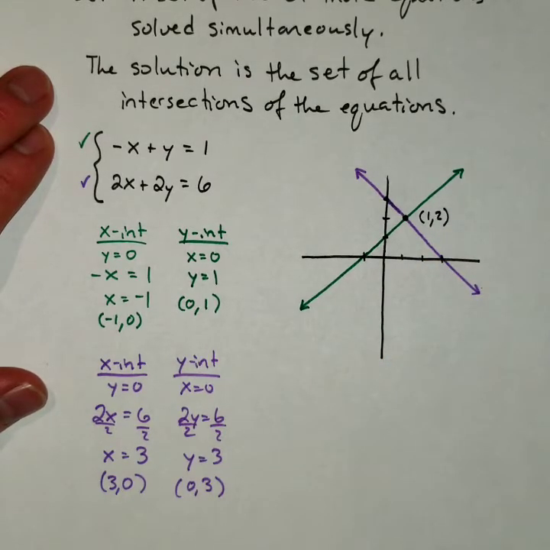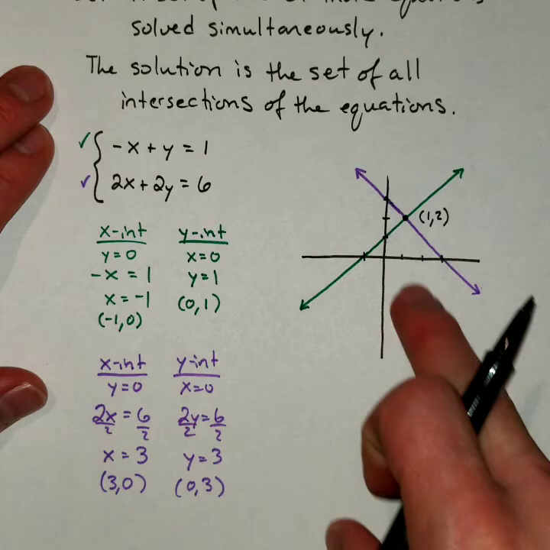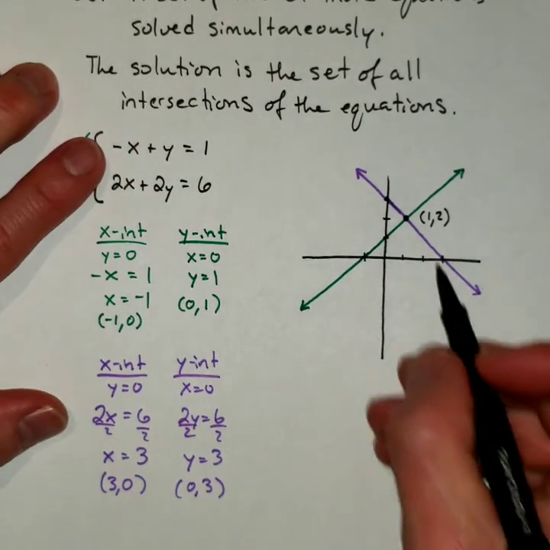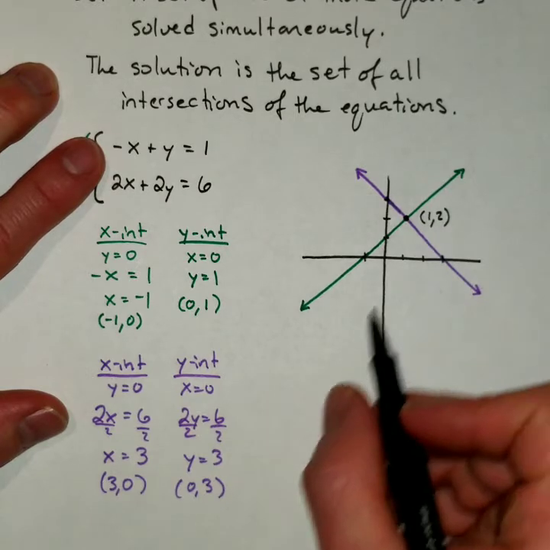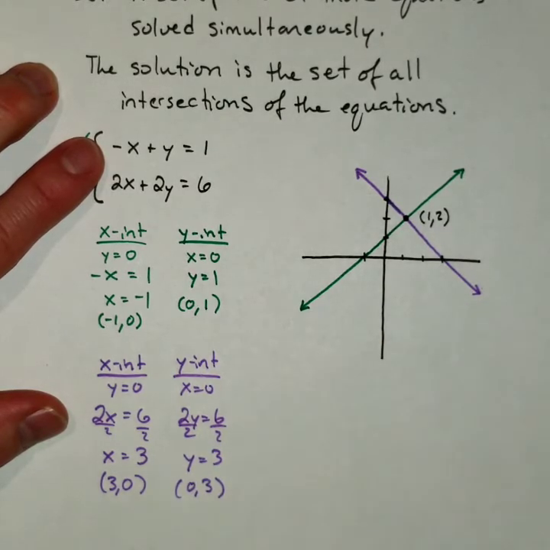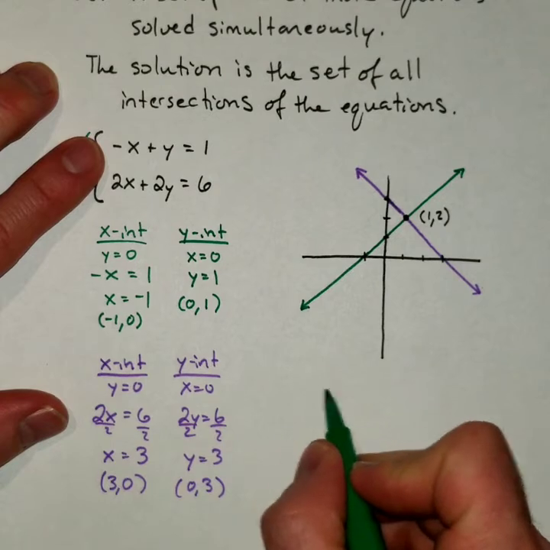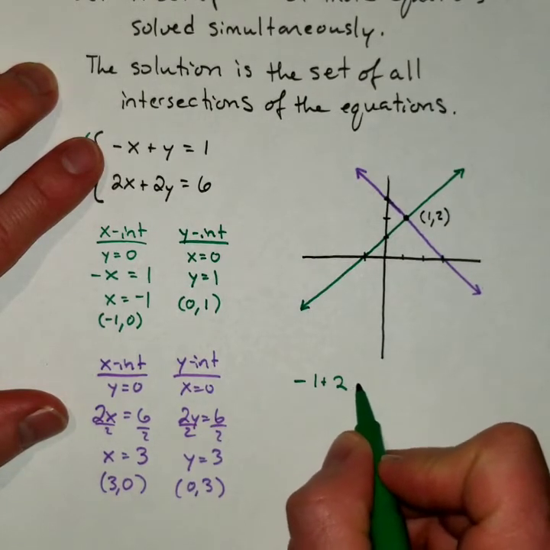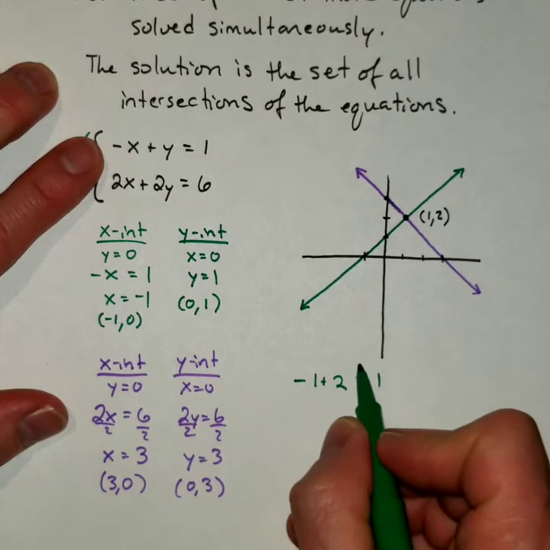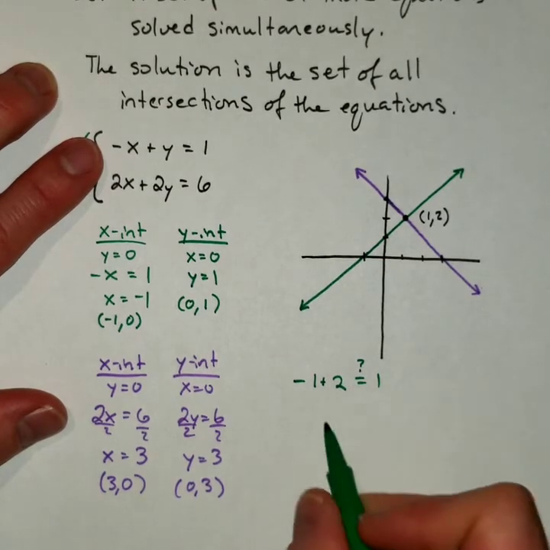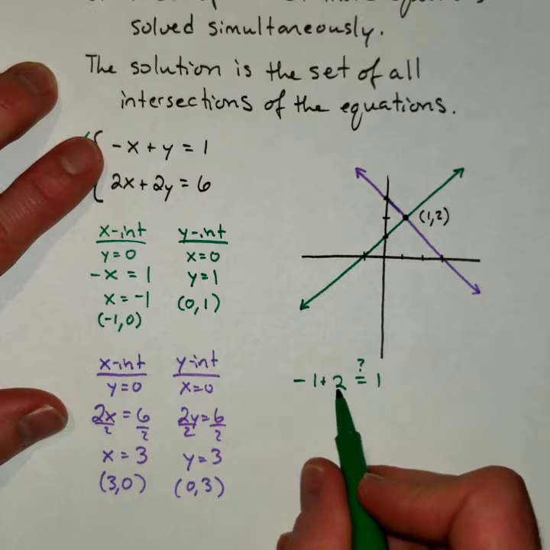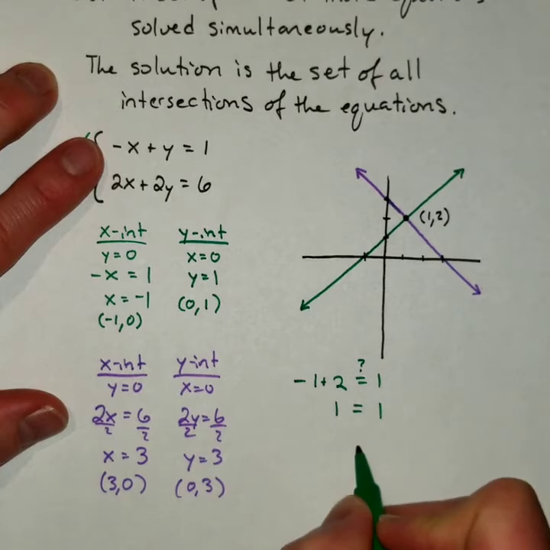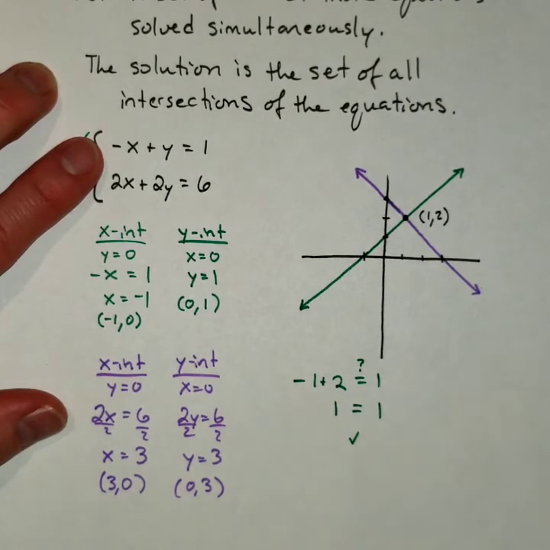And we'll check to make sure that that works. Remember, it has to solve both of the original two equations. So if I plug 1 for x and 2 for y in the first equation, we'll do that in green, I would get -1 plus 2 equals 1. Of course, we're checking to see if that works. Well, of course, -1 plus 2 does equal 1. Okay, so that one checks out.